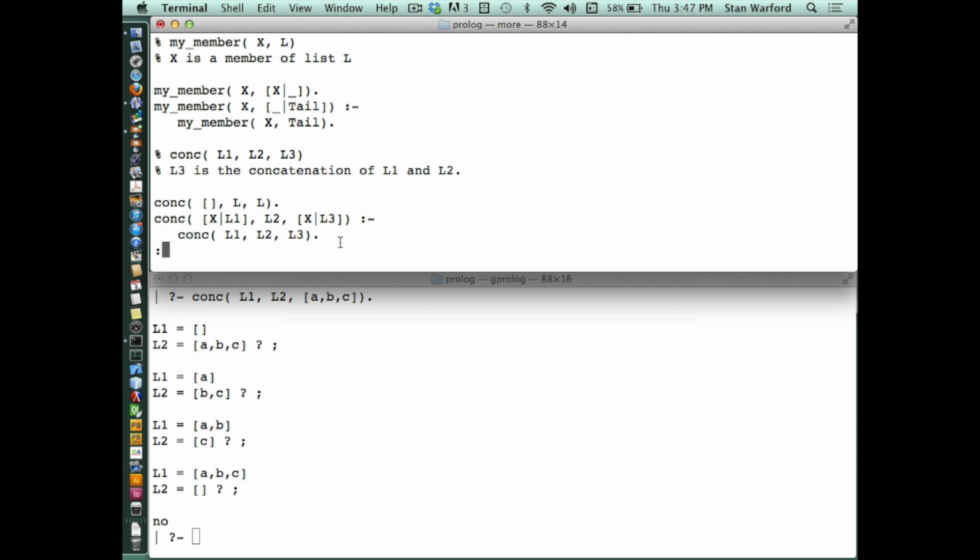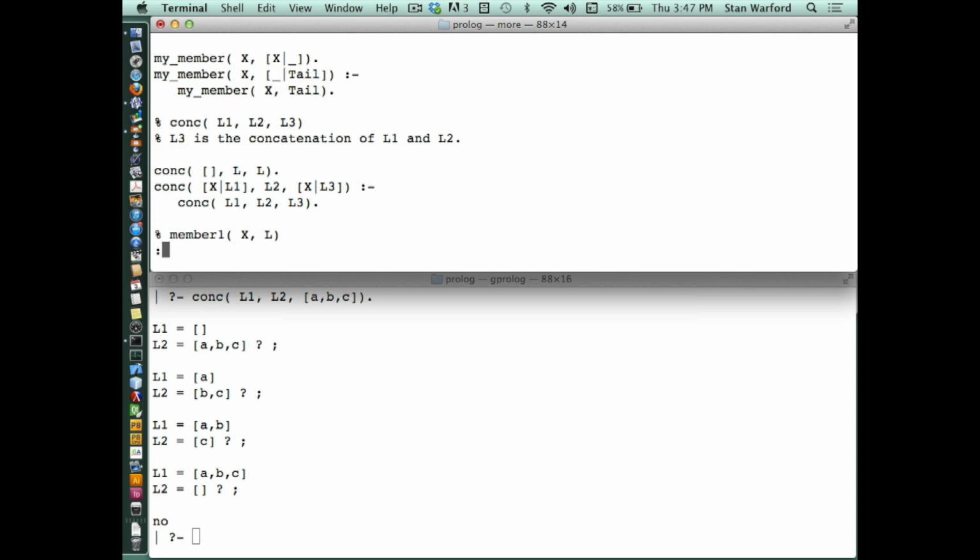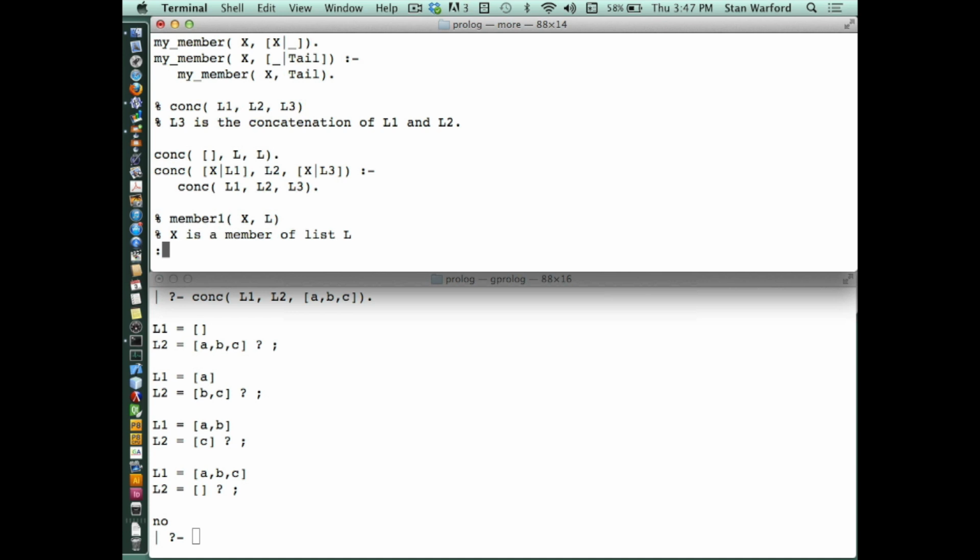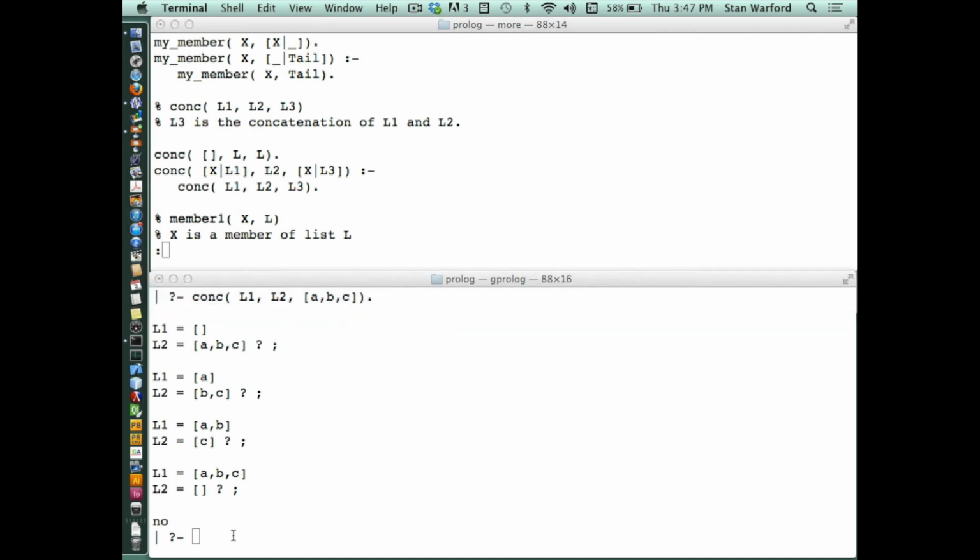Actually, member is built in. Okay, member is a built-in function. We're going to call it member1. Now here's how member1 is going to work. Member1(X, L): X is a member of list L. Are we doing something different than my member? Oh, good question.